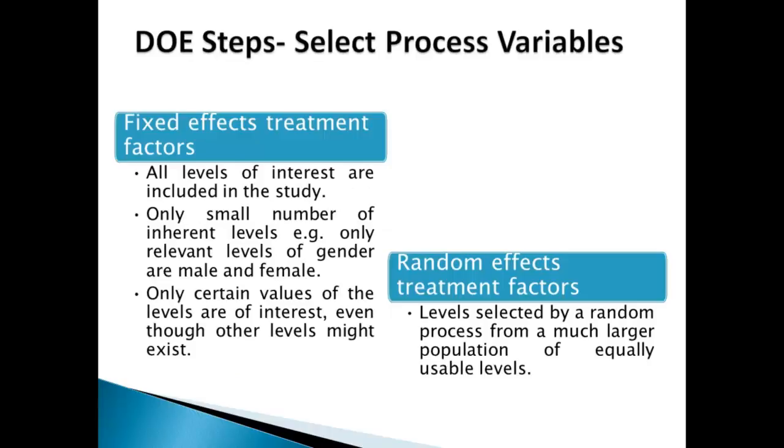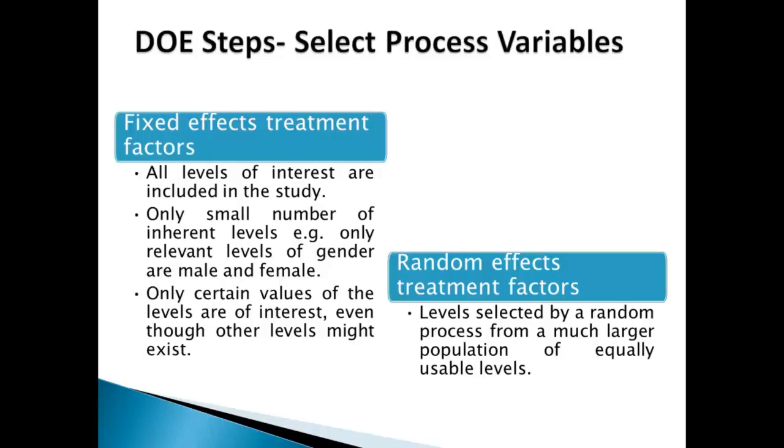The fixed effect treatment factors are levels of interest where all levels of interest are included in the study. There is only a small number of inherent levels, for example, the only relevant levels of gender are male and female. Only certain values of the levels are of interest, even though other levels might exist, especially where regulation or legislation will not allow the inclusion of other levels. Therefore, the experimenter selects what levels to experiment on. In that case, such variables are referred to as fixed effect treatment factors.